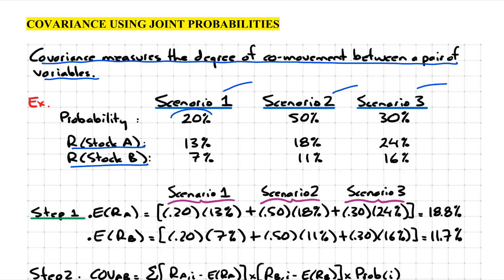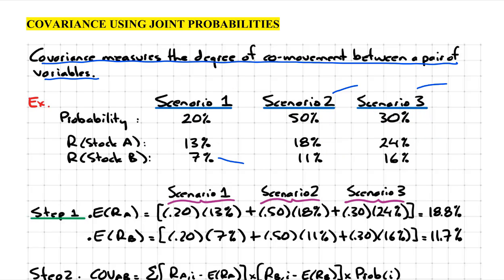So there's a 20% probability of scenario 1, in which case A would yield a return of 13% and B would yield a return of 7%. Scenario 2 has a 50% probability with 18% and 11% respective returns. And finally, scenario 3 has a 30% probability, in which case A would return 24% and B would return 16%.